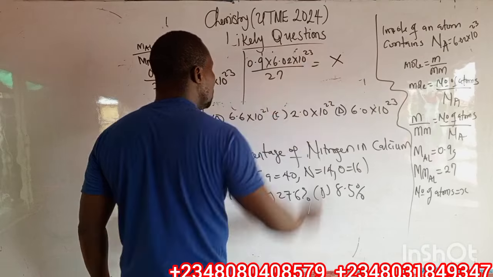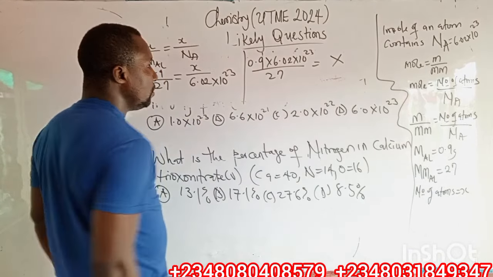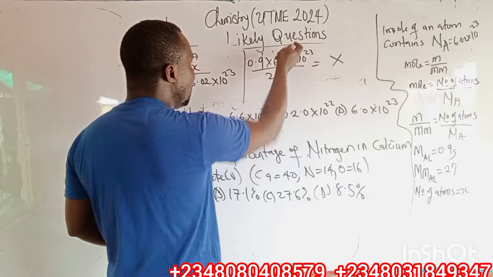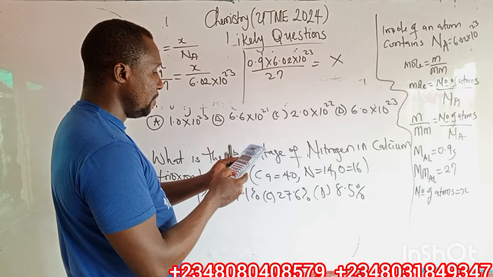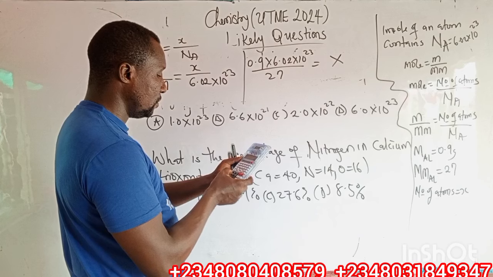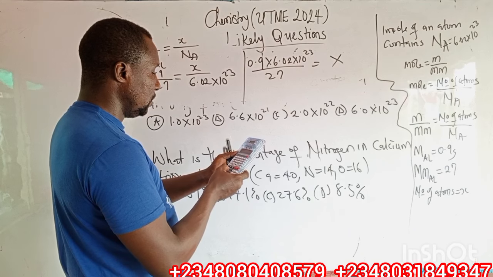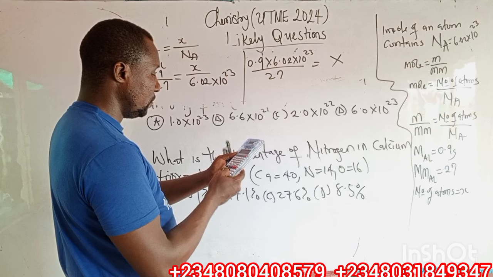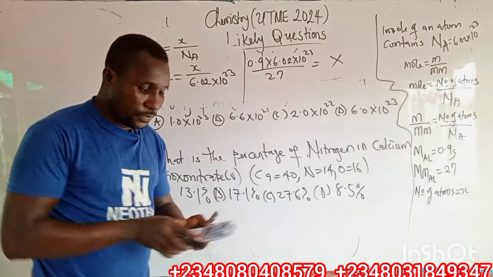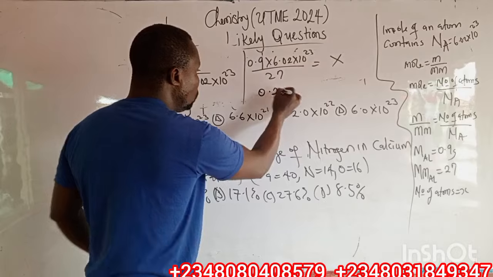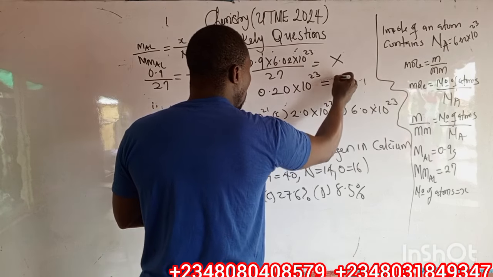Equal to the number of atoms, X. Then from there, we have this one divided by this. Let us point our calculator. We have 0.9 divided by 27, you have 0.033, times 6.02, you have 0.2006. Then you have everything here: 0.20 times 10 raised to the power 23 equal to the number of atoms.